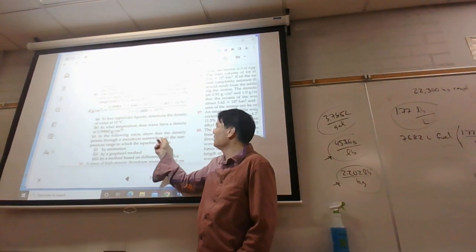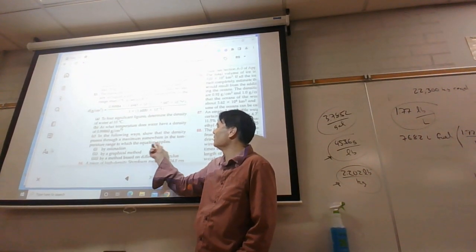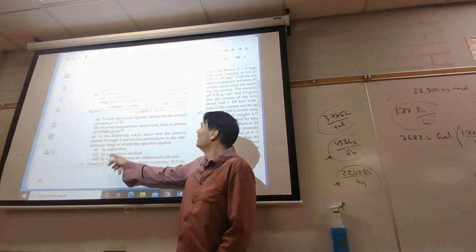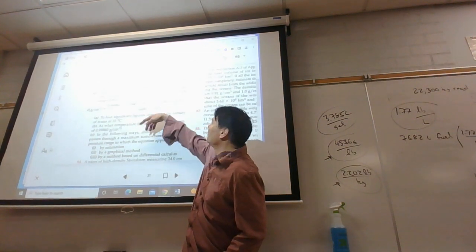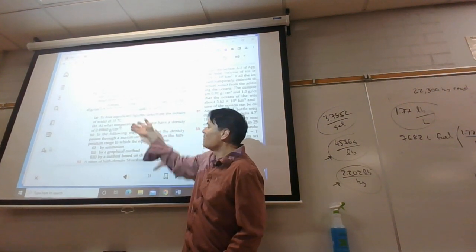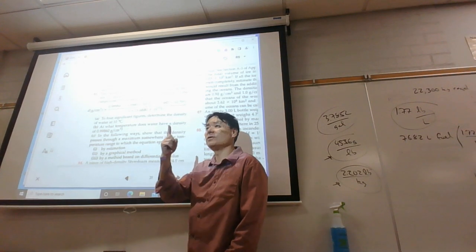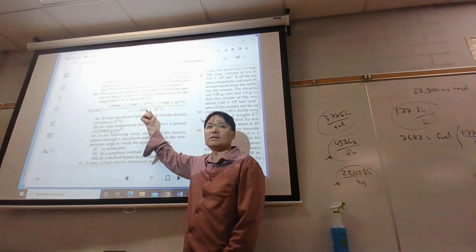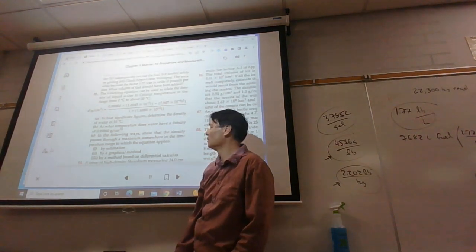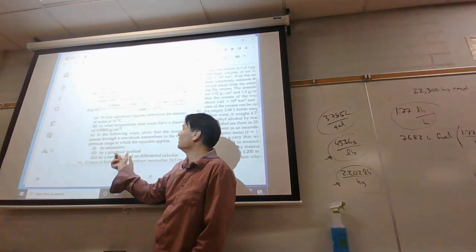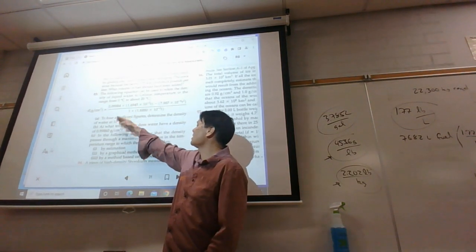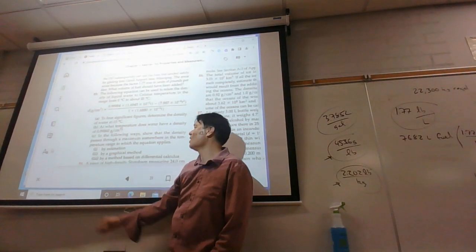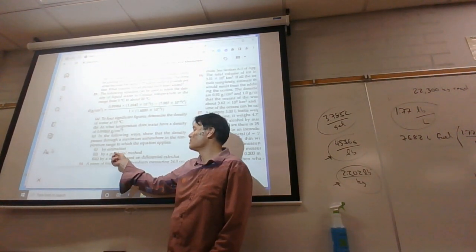C, in the following way, show that the density passes through a maximum somewhere in the temperature range to which the equation applies by estimation. So can you estimate where this peaks? Well, when we look at the graph, it's easy. It peaks at 4 degrees. But when you look at the equation, can you tell it peaks at 4 degrees? It's kind of hard. By the graphical method, okay, the graphical method is just plug in a whole bunch of temperatures and graph it. And then you'll see it peaks at 4 degrees. That's a lot of work. So number 2 is going to take a lot of time.